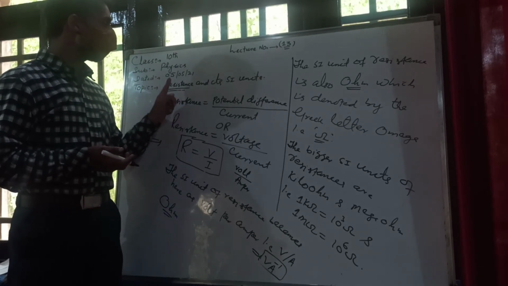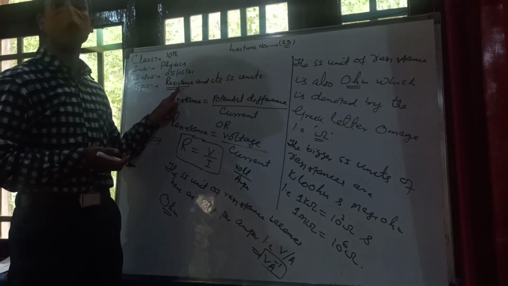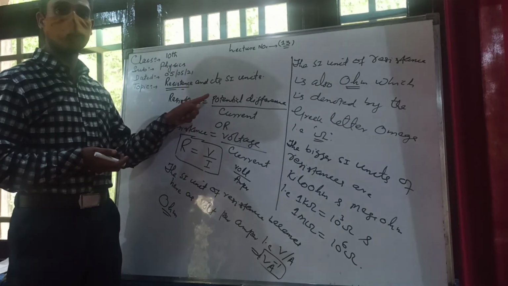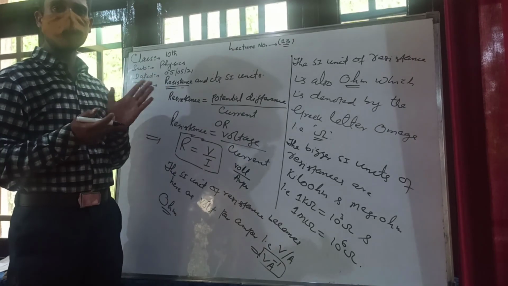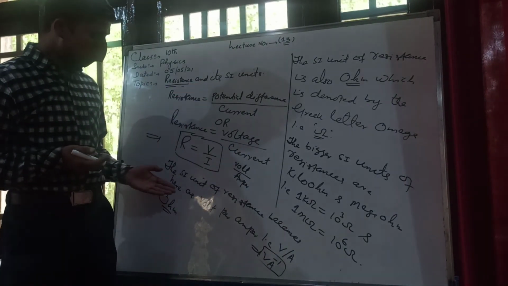Resistance is the property of a conductor due to which it opposes the flow of charges through it. In other words, the opposition offered by the conductor to the flow of electric current is also called resistance. There are so many ways you can define resistance, and its SI unit is ohm or volt per ampere.